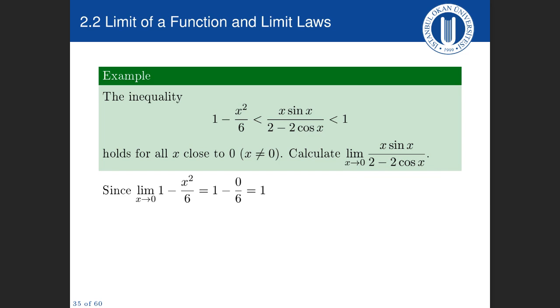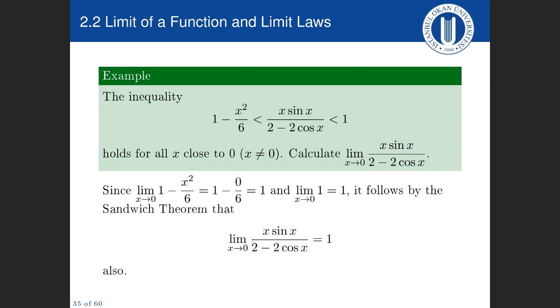What is the limit as x tends to 0 of the function on the left, the smaller function? The limit as x tends to 0 of 1 minus x squared over 6 is just 1. What is the limit of the bigger function, the function on the right? The limit as x tends to 0 of 1 is just 1. So the limit of the function on the left is 1. The limit of the function on the right is 1. And the function in the middle is then squashed, or sandwiched, between 1 and 1. So the sandwich theorem says our function in the middle must also have the same limit. We must have that the limit as x tends to 0 of x sine x divided by 2 minus 2 cos x is equal to 1.